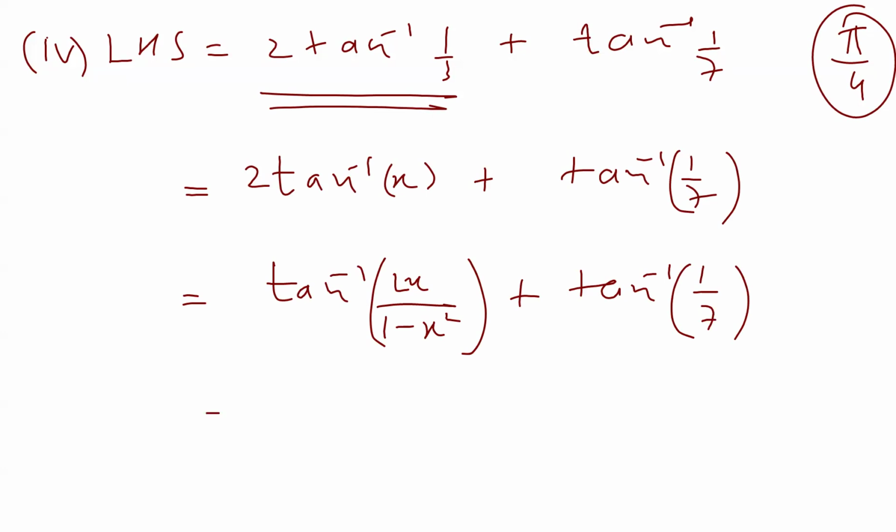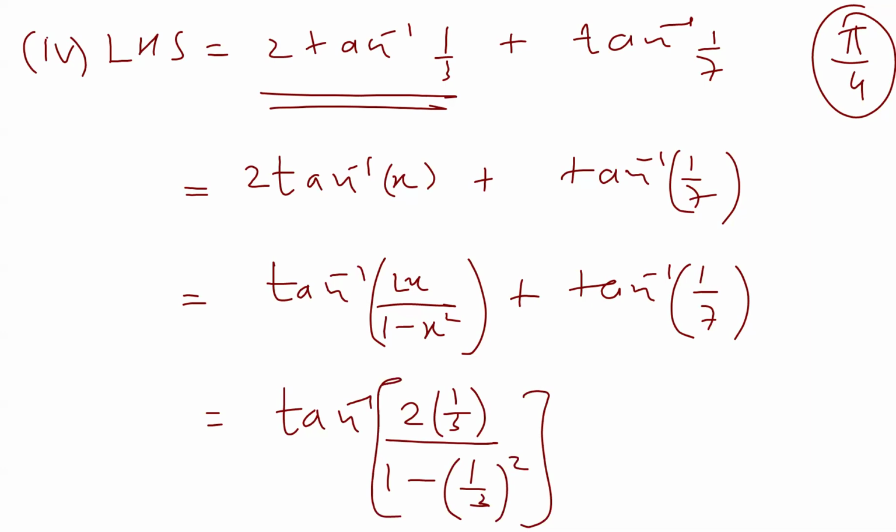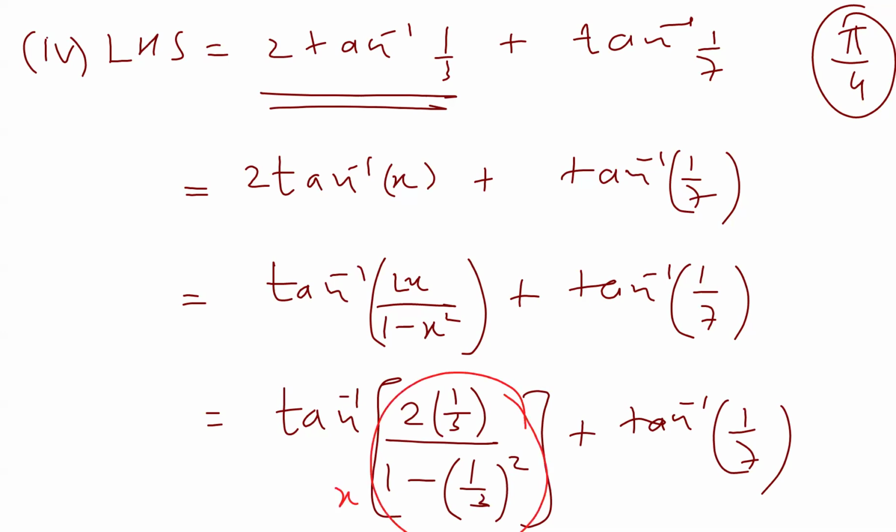Okay, here x is nothing but 1 by 3. 2 into 1 by 3, 1 minus 1 by 3 the whole square, plus tan inverse of 1 by 7. Now further I won't solve this, but I'll just give you the hint which is required. What you're supposed to do is solve this part entirely, and then this will be x and this will be y. Then apply the tan inverse x plus tan inverse y formula. Yeah. So let us go to question number 5.